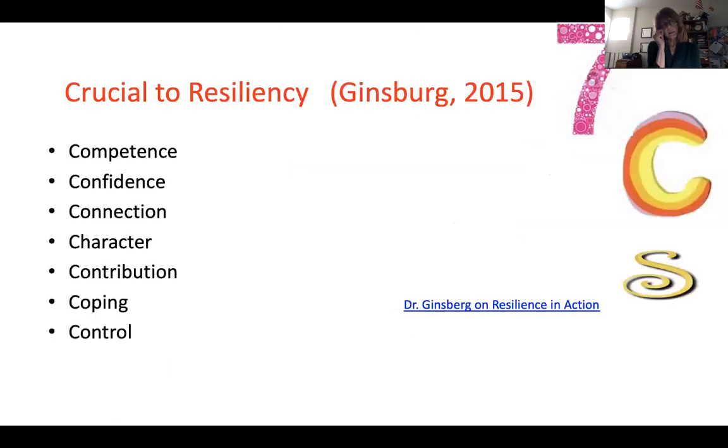And one of the things that I think there's hope to look at in terms of creating resilient kids is what Ginsburg calls the 7 C's. How do we create opportunities for all of our students, but particularly those who are at risk or who within these guidelines have emotional and behavioral challenges? How do we build competence, confidence, connection, character in terms of moral character, contributions to themselves as well as society in the long term, coping skills, and also some sense of self-control?